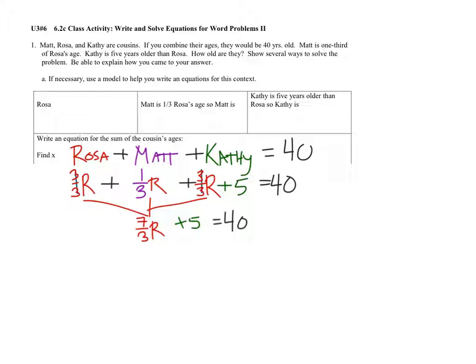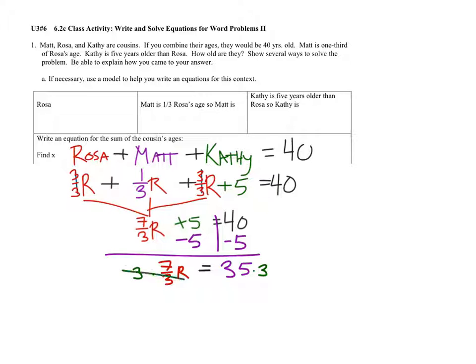So now we'll subtract 5 from both sides. And we're left with 7/3 of Rosa's age would be the same as 35 years. And there's a couple ways we can do this now. Some people would say we would divide both sides by 7/3, and that's okay. Others of you may prefer just to multiply both sides by 3 first, so that these 3's cancel out.